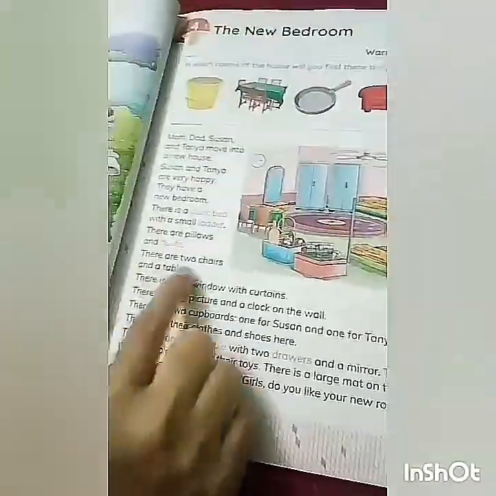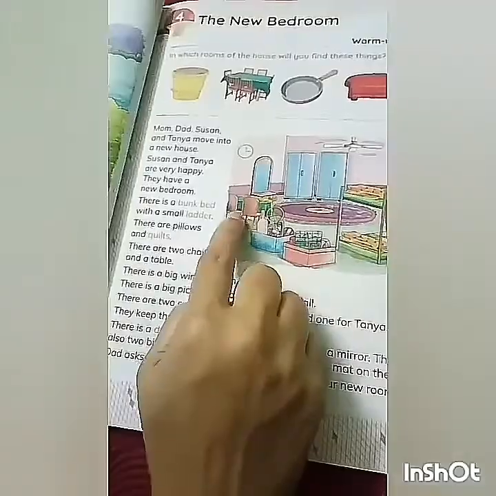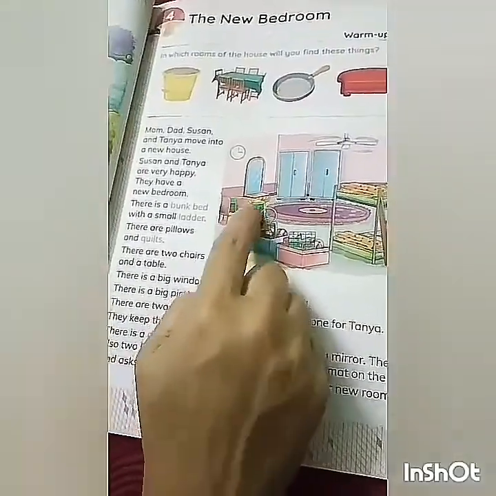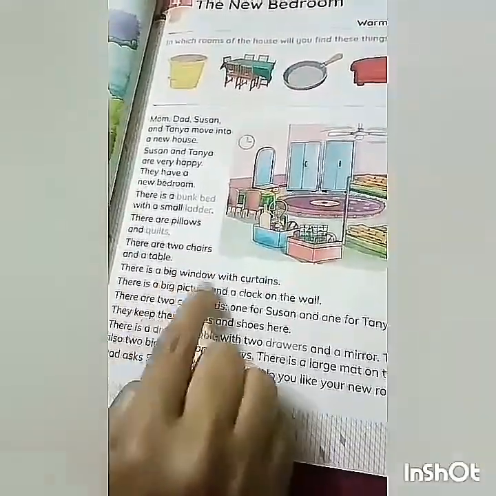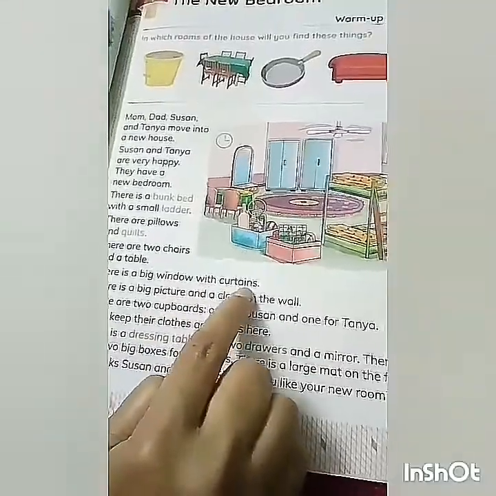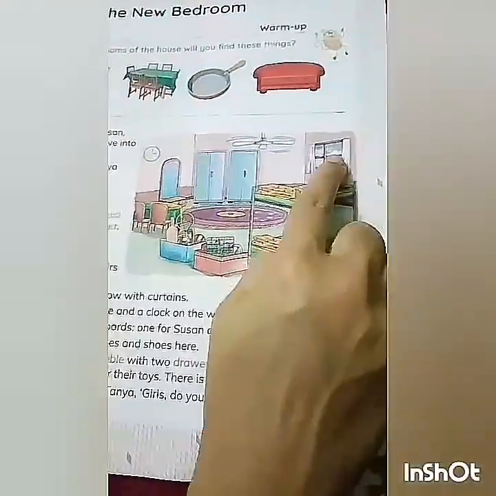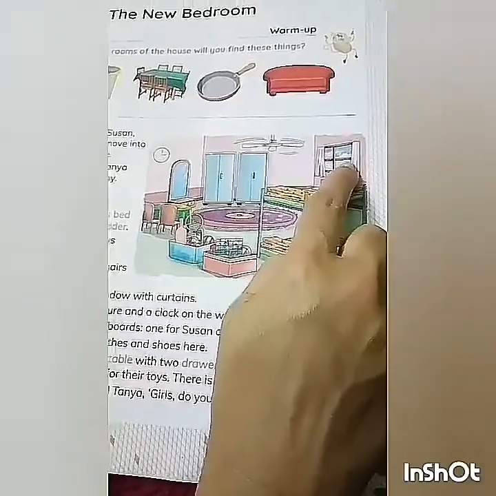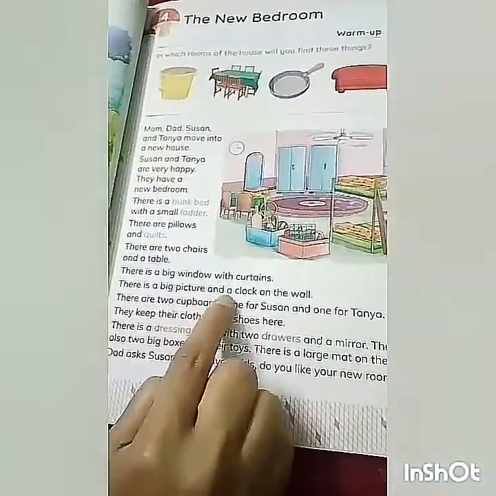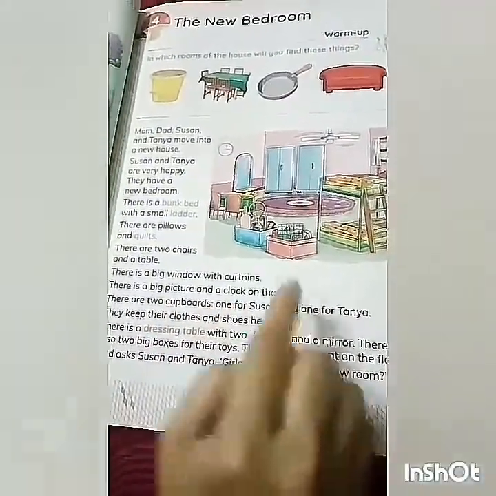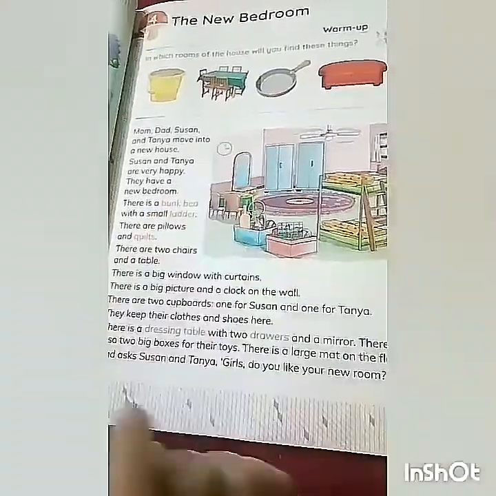There are two chairs and a table. See here, two chairs and a table. There is a big window with curtains. There is a big window here with curtains. There is a big picture and a clock on the wall. See here, clock on the wall.